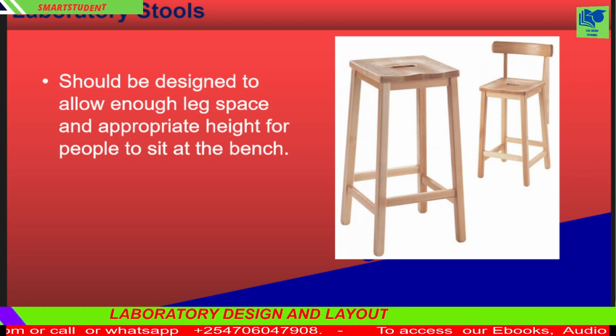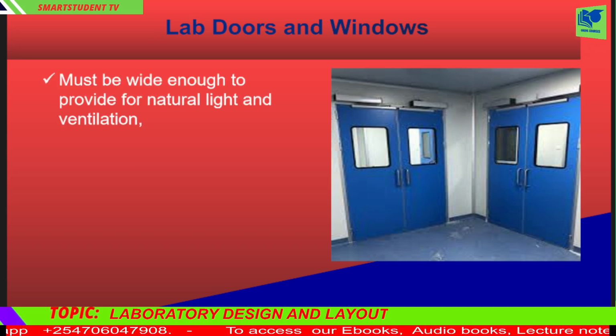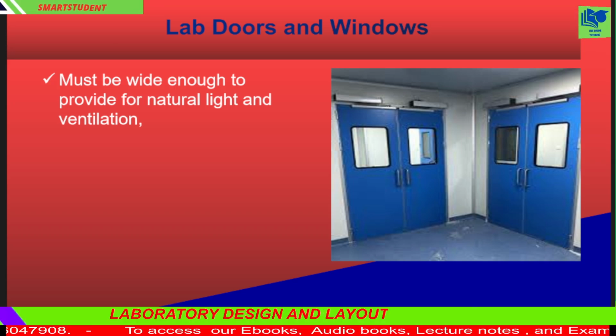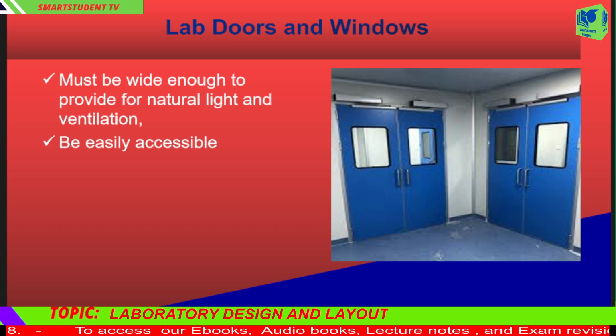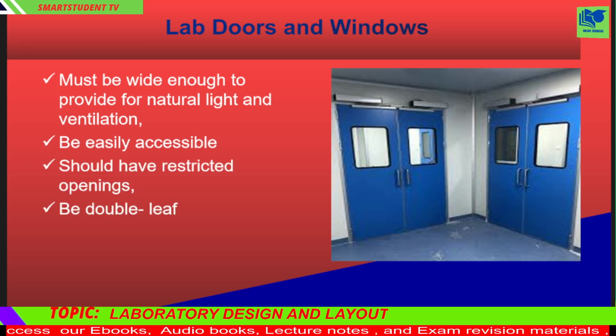4. Doors and windows. Doors and windows not only provide for entry and exit of the lab, but also assist in ventilation and lighting. They must therefore be wide enough to provide for natural light and ventilation, be easily accessible, and should have restricted openings, which can nevertheless be opened fully in the event of an emergency.